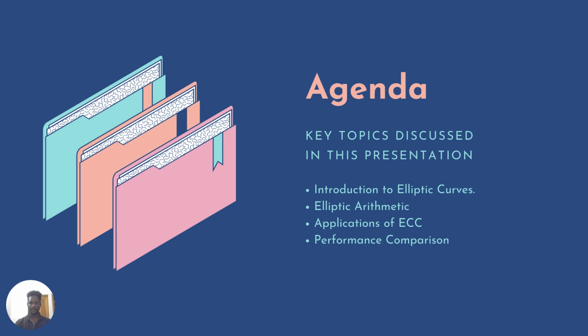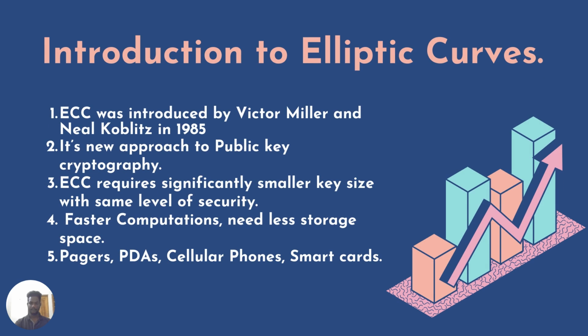It is an approach to public key cryptography based on the algebraic structure of elliptic curves over finite fields. It is also related to public key cryptography, but here we will be using small numbers instead of big numbers, so it is faster than other cryptography. It was introduced by Victor Miller and Neal Koblitz in 1985. They two founded it, and they are the authors of elliptic curves. It is a new approach to public key cryptography, as I said before.